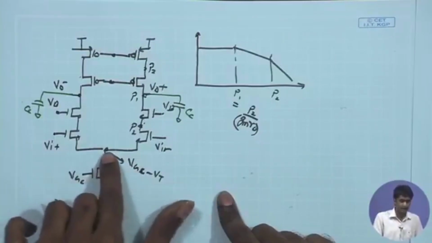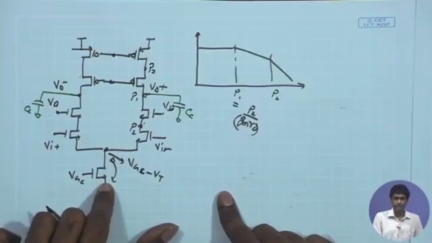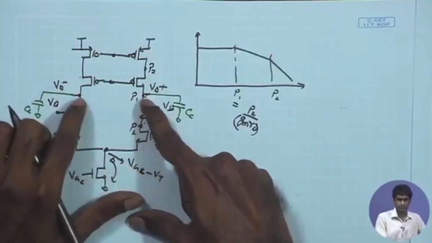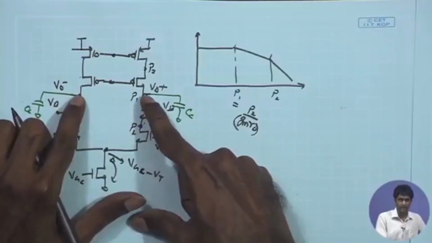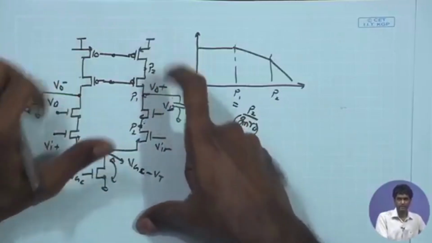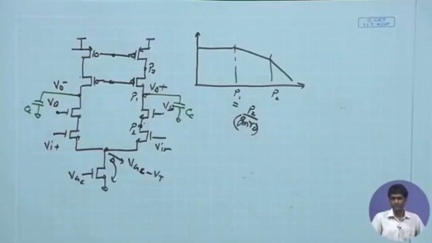So here once again I have another overdrive added, and we know that for the stack we have another 2 overdrive. Therefore, the minimum level that you can have over here is going to be 3 overdrive, and on the upper side VDD minus 2 overdrive. So again the swing is getting further limited, output swing is getting further limited.